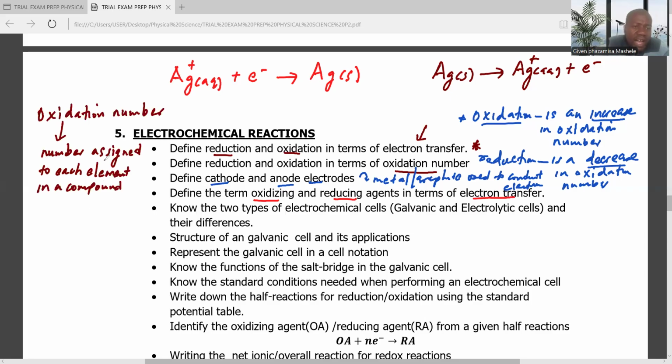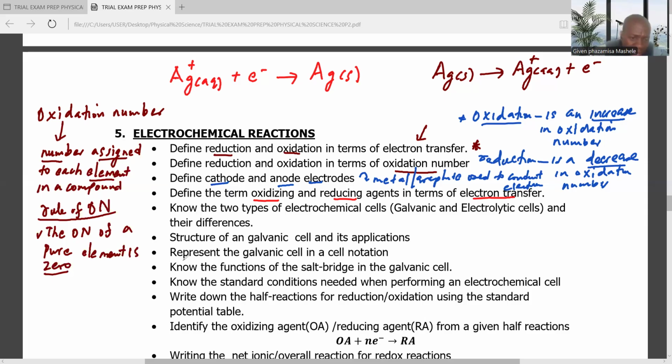The number that is assigned, if we assign a number to every element, is called an oxidation number. But specifically in your syllabus, guys, I want to talk about the rules of oxidation number. Rule number one, you must know: the oxidation number of a pure element is 0. The oxidation number of any pure element is 0.